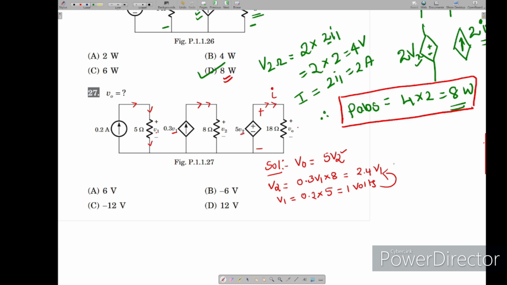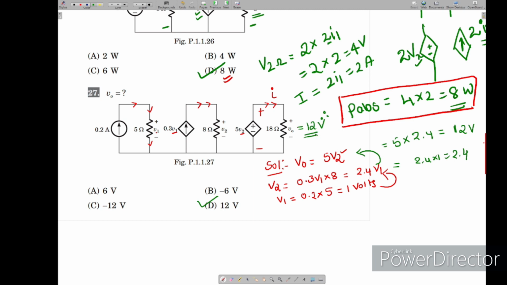So if we substitute this here, we got 2.5 times V1 equal to 2.4. Again V1, you substitute here, is equal to 5 times V2. V2 is 2.4 again, 2.5. How much? 5 to the 10. So it is 12. Yes, this is the answer. Yeah, the answer is D. This is 12.